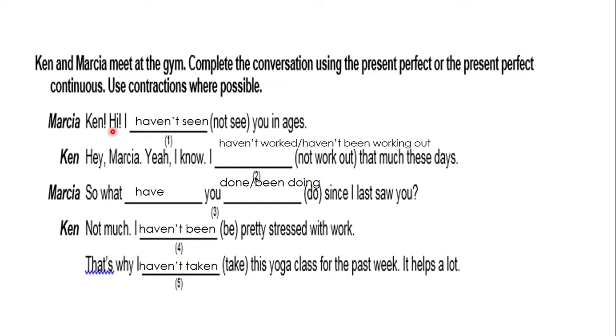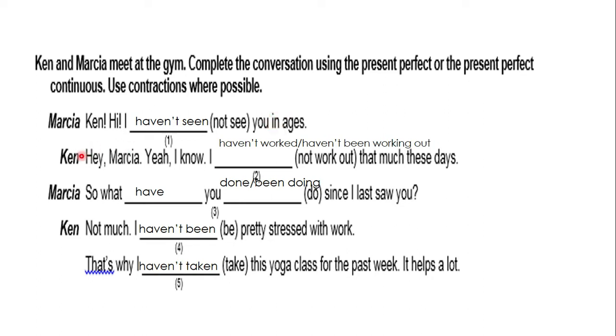Marcia says, "Hi Ken, I haven't seen you in ages." Okay, how do we know we have to use the present perfect here? Because see is a stative verb, and remember that stative verbs cannot have an ing ending. Also, we have in. In is only used with negative sentences in the present perfect.